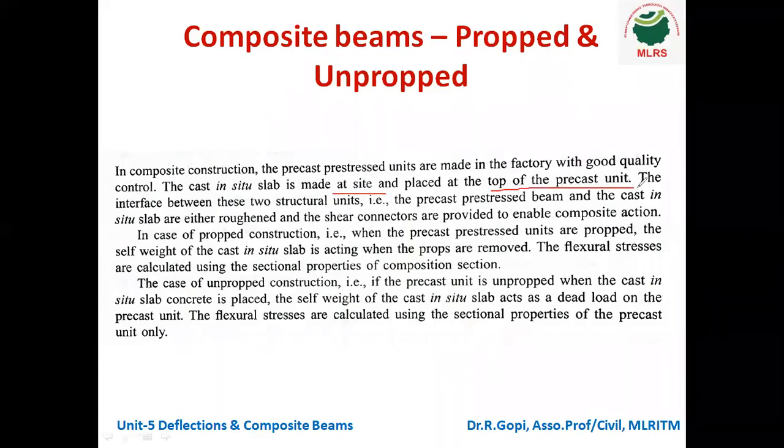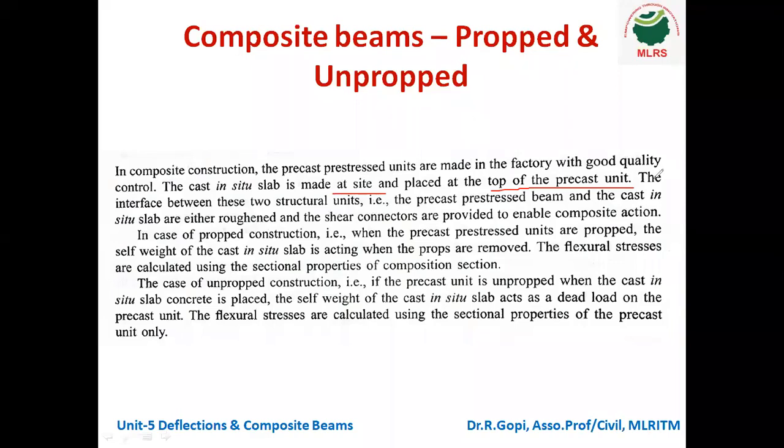So first, what is the sequence procedure? The precast member, suppose an I section member, is cast in the factory, transported to the particular site, that bridge site, lifted through cranes, and placed on the piers, between two piers. After placing and alignment, centering and shuttering is done. After that, above that, we place the cast in situ, normal RCC concrete.